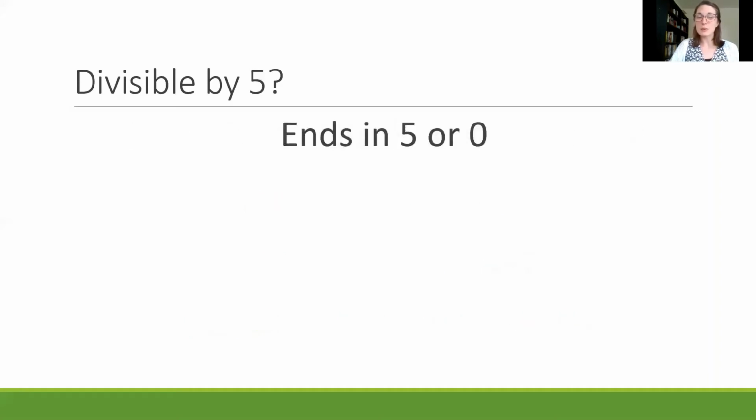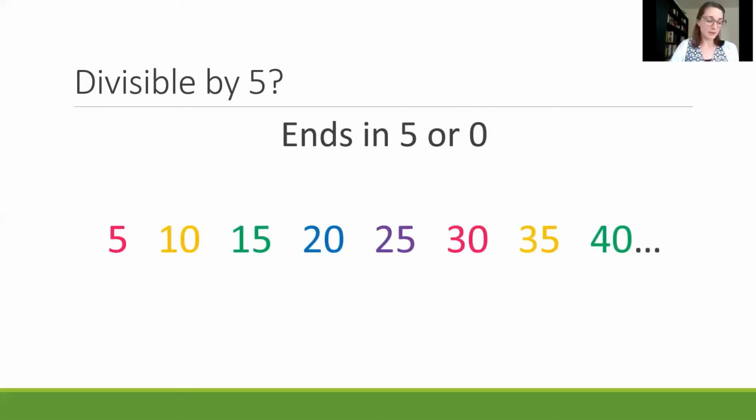When something is divisible by 5, it ends in either 5 or 0. You can think of that logically by just thinking about all the multiples of 5: 5, 10, 15, 20, 25, 30, 35, 40. When you count by 5s, every number in that sequence, all the way to infinity, is going to end in a 0 or a 5.